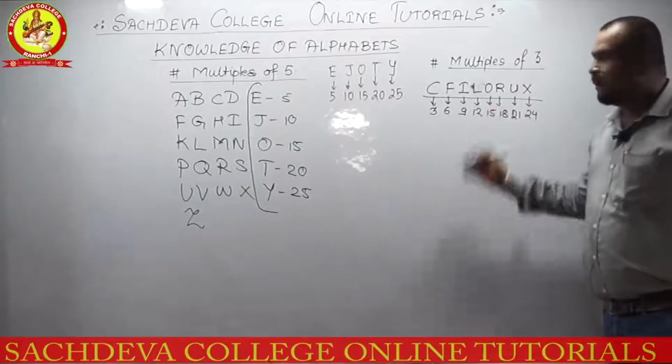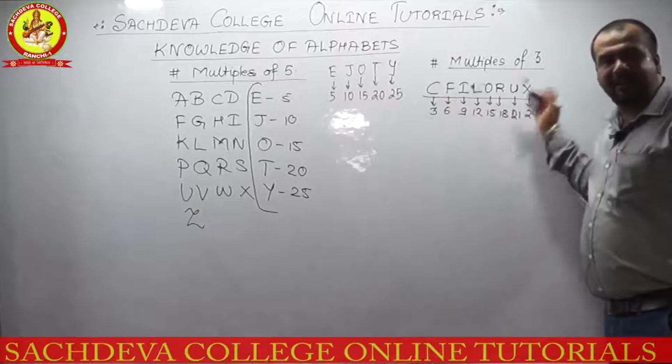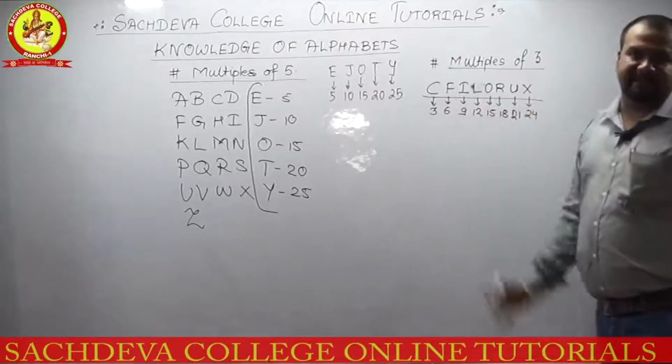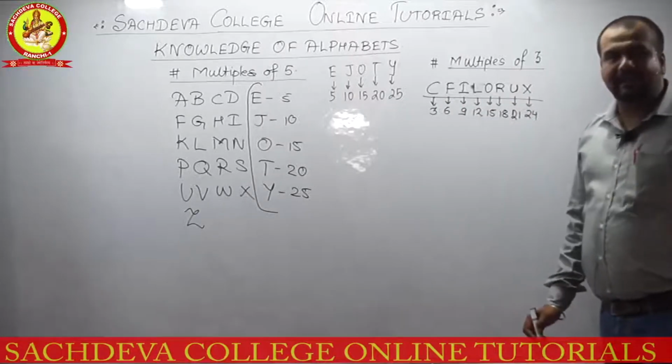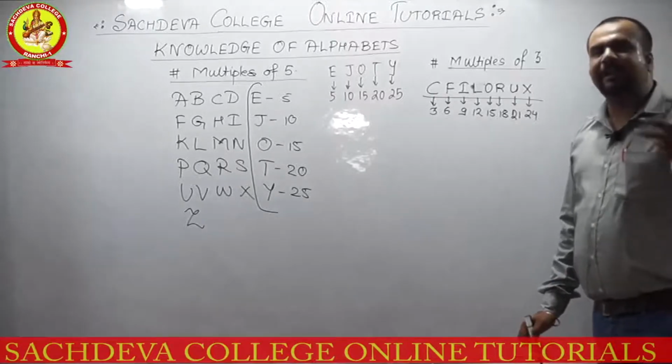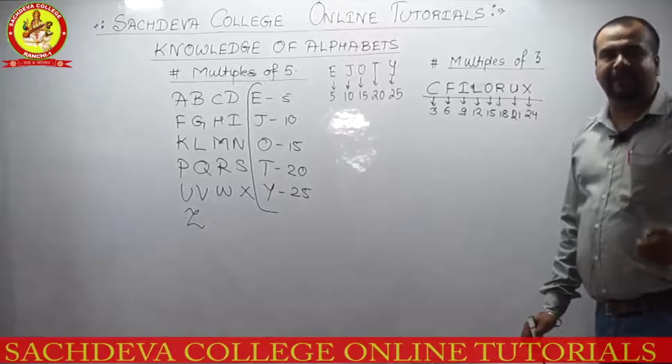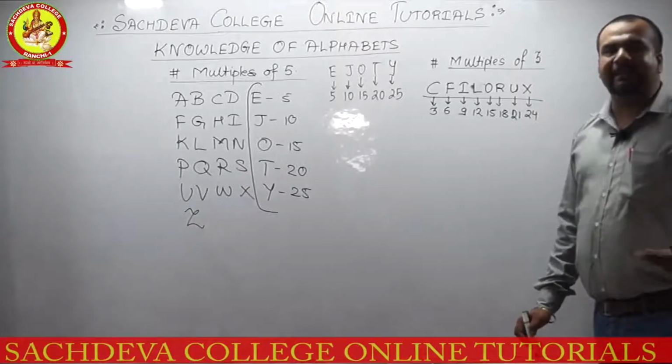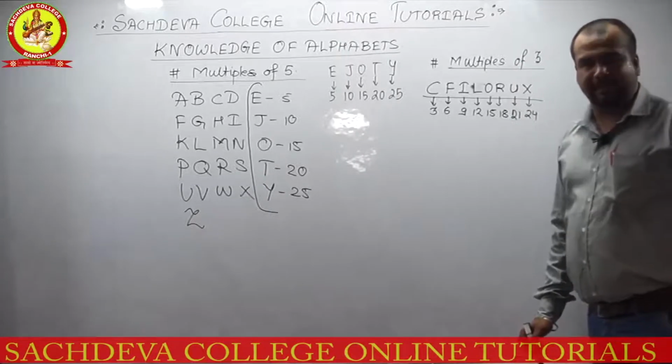Yes. But remembering EJOTY and CFILORUX is quite difficult in the examination. So what we do is that we have some direct codes for A to Z. So let's begin with the direct codes of A to Z so that we can easily remember the codes of A to Z.